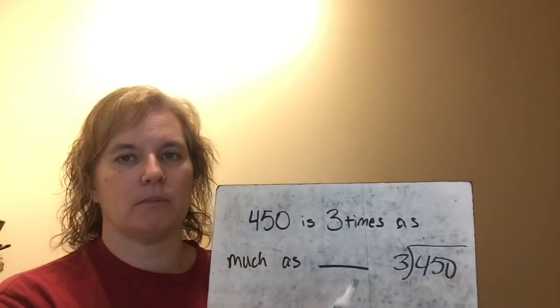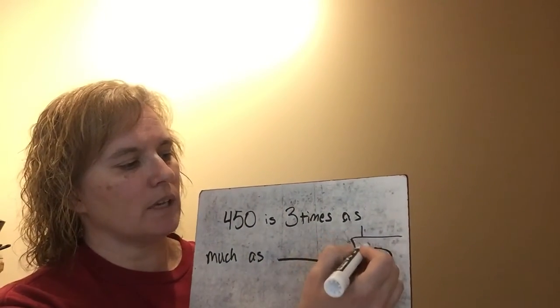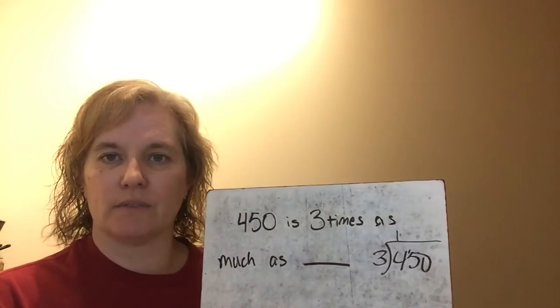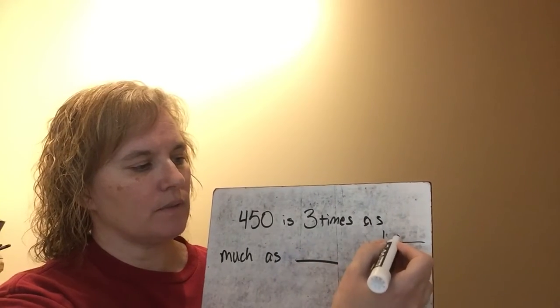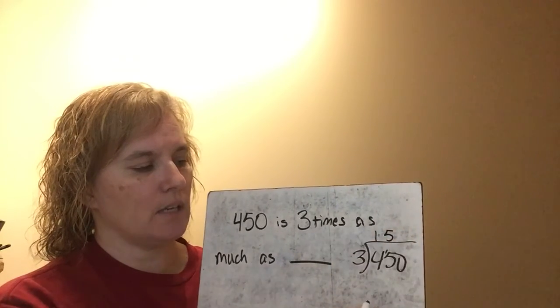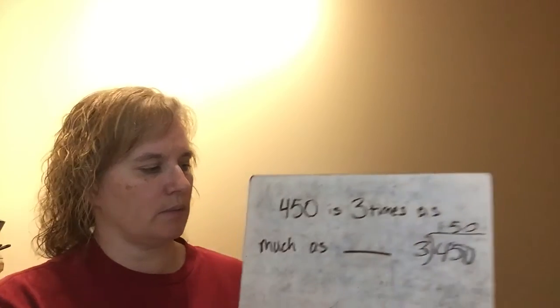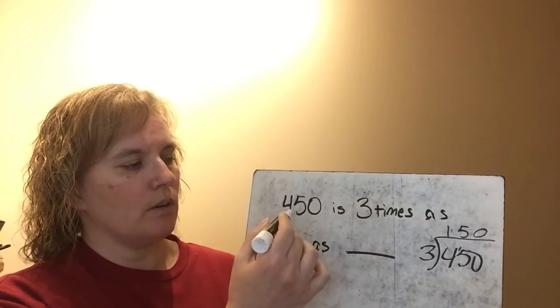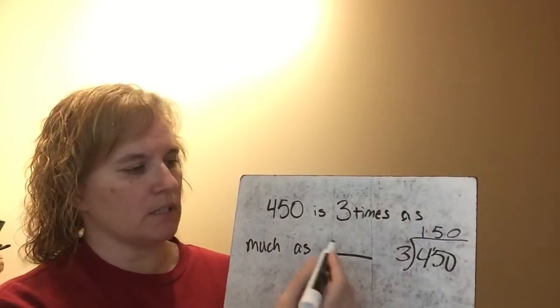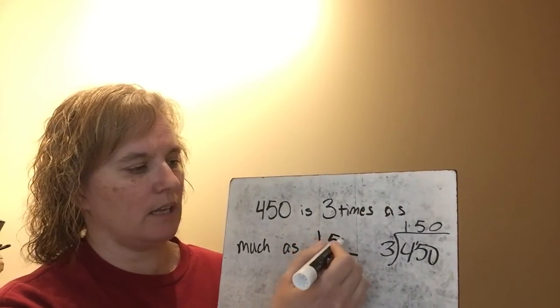So I've written the problem on my board. 3 goes into 4 one time with a remainder of 1, so that's 15. 3 goes into 15 5 times, no remainder. 3 goes into 0, 0. So 450 is 3 times as much as 150.